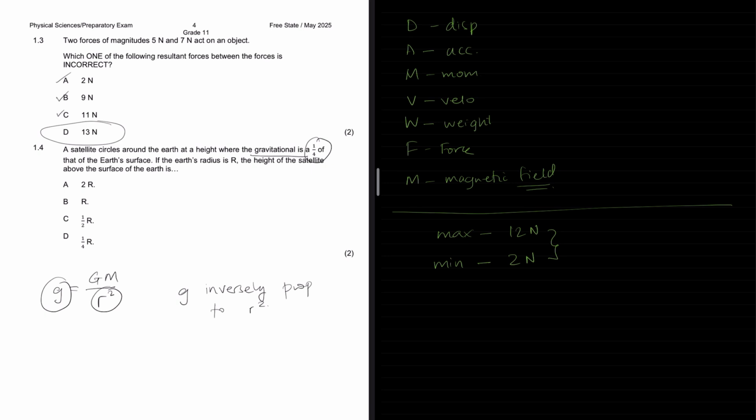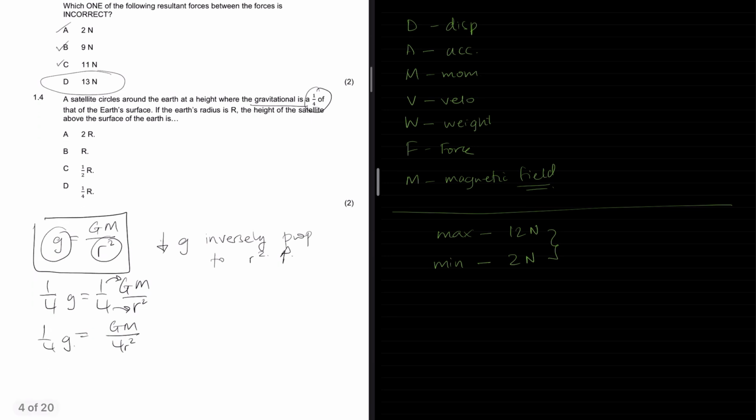So if the gravity decreased, it's now a quarter of the original. That means r must have increased. So by how much would it have increased? So we can do it like this. We can say, if this is my original, a quarter g is equal to a quarter GM over r squared. Now let's multiply here and multiply there. So GM over 4r squared is a quarter g.